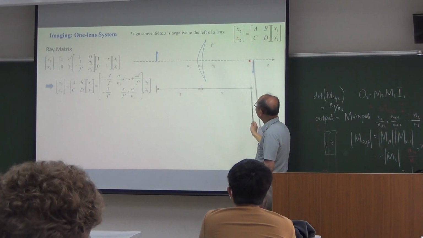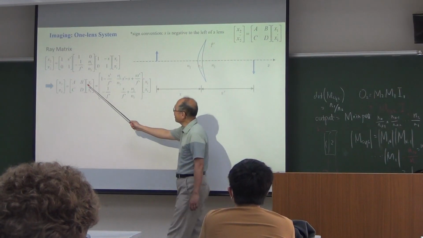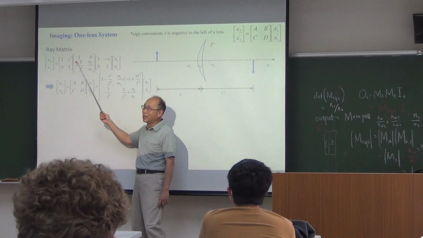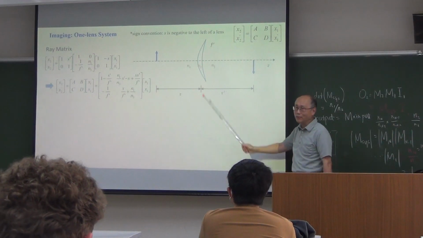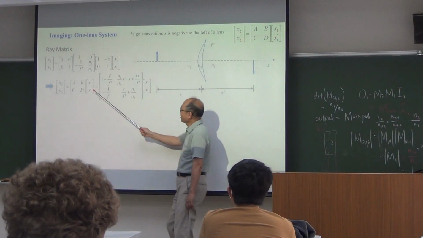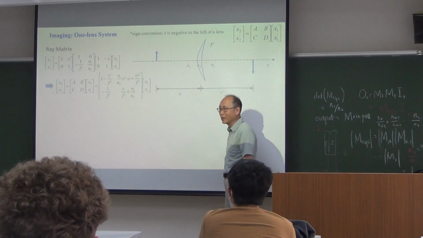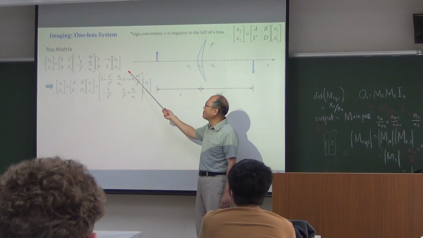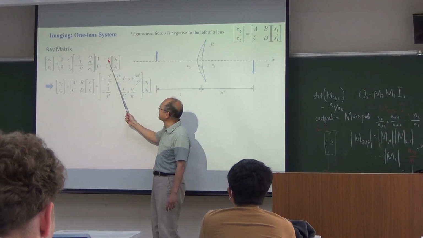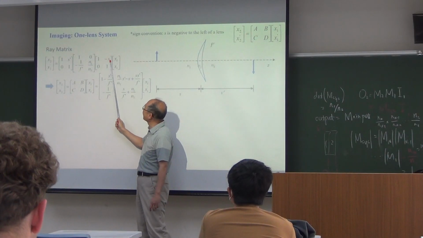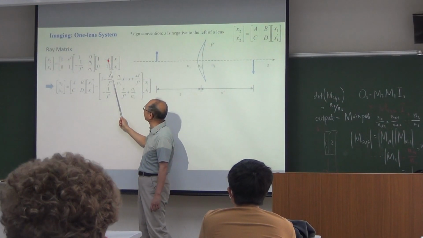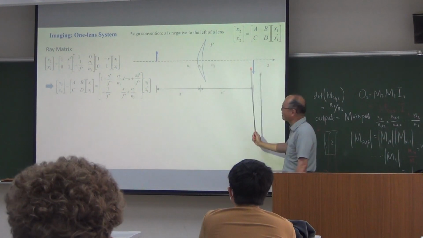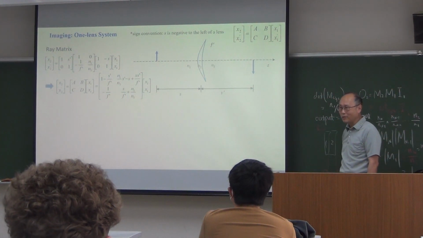All right. Then the third element is this. Again, it's a free space propagation over a distance of s prime, but it's on the right of this element. So I don't need to put the minus sign for it. In this construction, I'm imagining that this is on the left, and s is a negative value on the left, and then s prime is the value on the right.